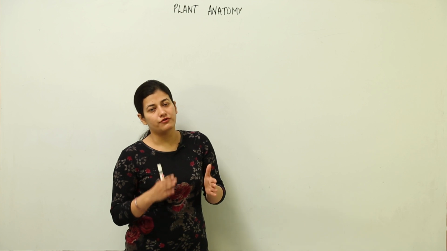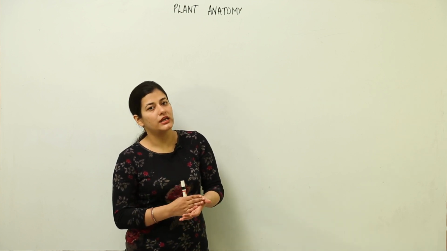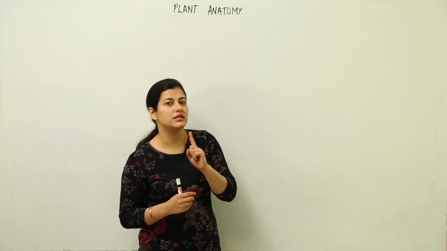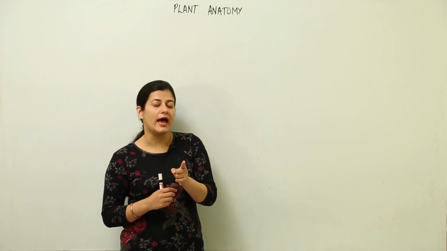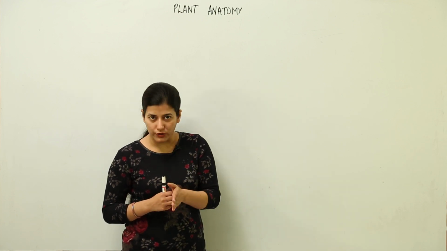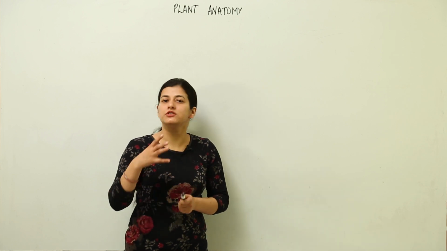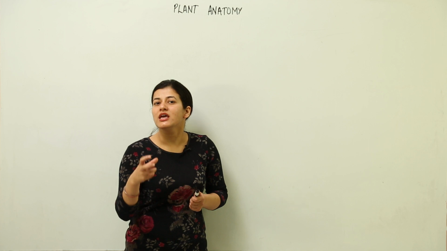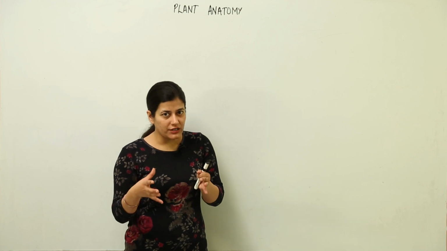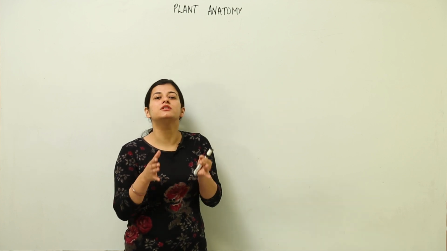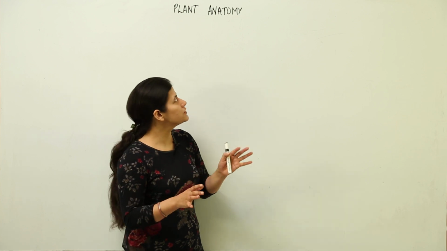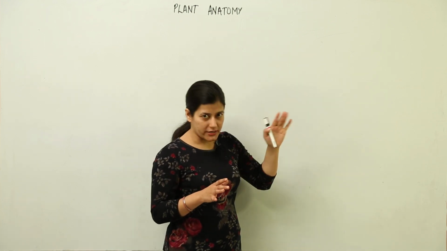Now, our section of multicellularity in plants deals with two sections. One is plant anatomy and the second one happens to be plant physiology. Now, why do we study plant anatomy? So that we can study the physiological functions in the plant in a better way. For that, we need to see how the cells are arranged inside a plant. So, we are going to see the topic that is plant anatomy.